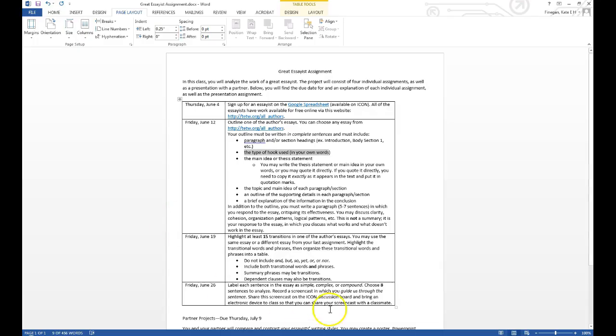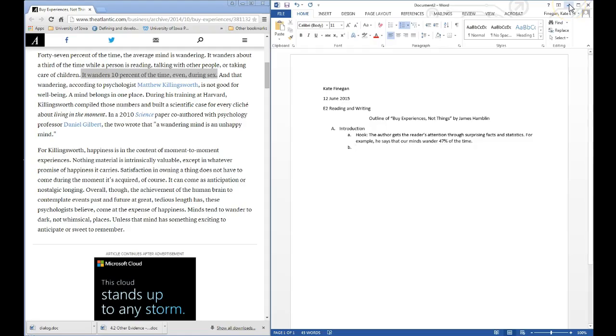The next thing that I need to look for is the main idea or thesis statement. And I can either write it in my own words or quote it directly. Now, one thing that I want to warn you about is that sometimes the thesis statement or main idea may not be clearly stated. Okay, so let's see if it's clearly stated in this essay.